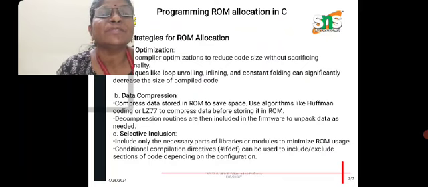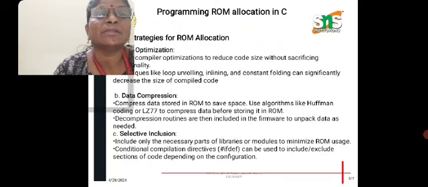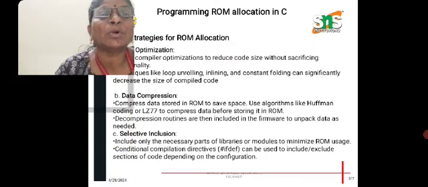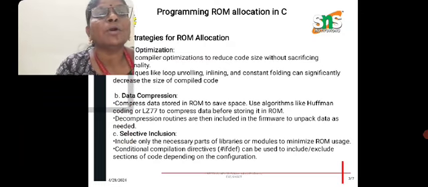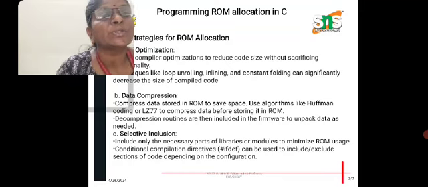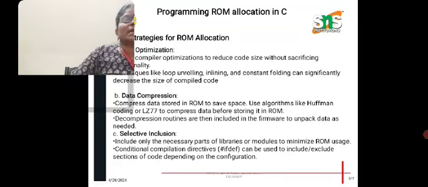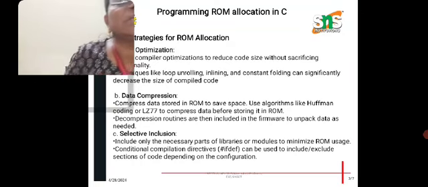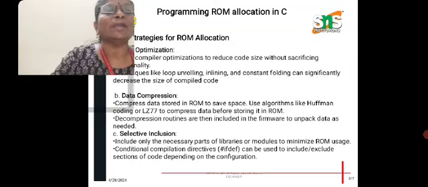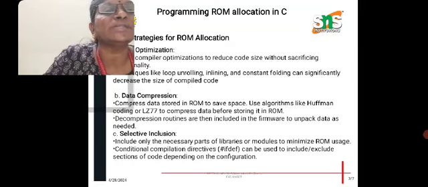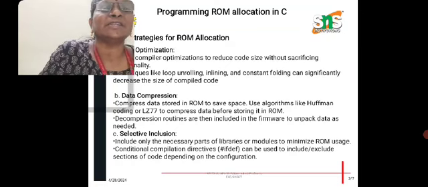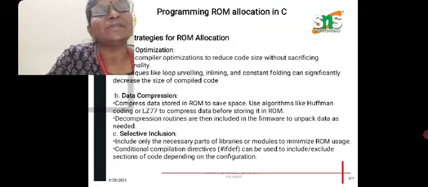Now the strategies for ROM allocation. Here are some types of ROM allocation, like code optimization, data compression and selective inclusion. Code optimization uses compiler optimizations to reduce code size without sacrificing functionality. Techniques like loop unrolling, inlining and constant folding can significantly decrease the size of compiled code.